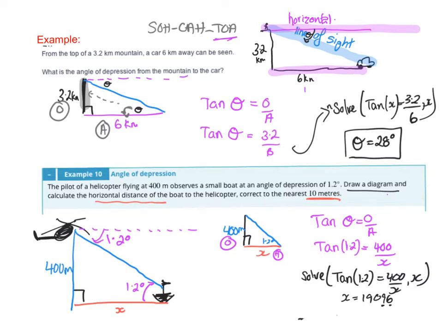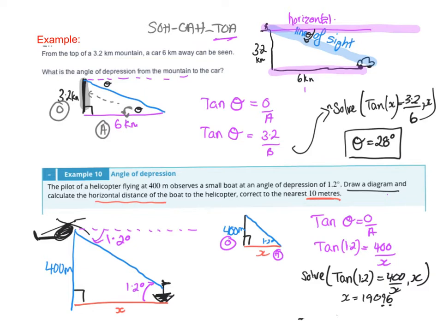Alright, so a pilot of a helicopter is flying at 400 meters. It's always good to draw a diagram, even if they don't ask, but they have asked us to draw one. So you might have your chopper up here. Sorry, I'm not very good at this. Yep, there you go. And it's 400 meters above, so we're going to say that's 400 meters up.